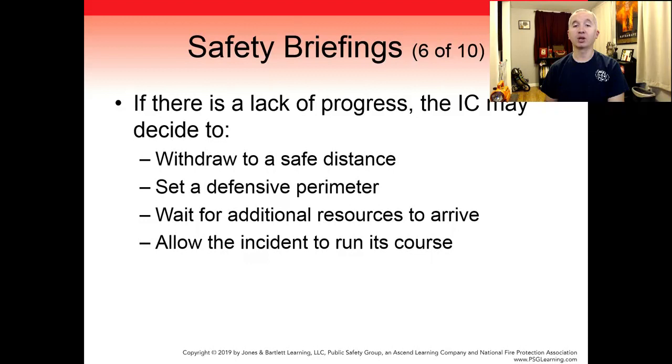If there is a lack of progress, the incident commander may later decide to withdraw to a safe distance, set a defensive perimeter, wait for additional resources to arrive, or allow the incident to run its course. In the event a withdrawal is necessary, the incident commander should include evacuation signals in the pre-entry briefing.